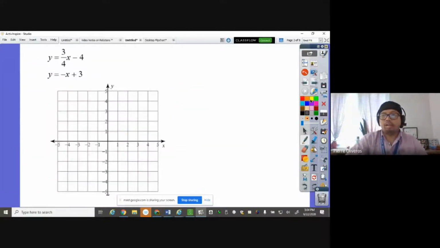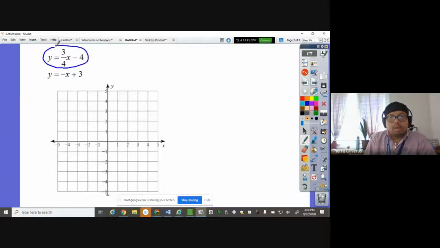Okay. So let's go ahead and try to solve a system by graphing. I have here y is equal to 3/4 x minus 4. This is my first equation. And y is equal to negative x plus 3. Let me graph the first one. Here I know that the slope is 3/4 and the y-intercept is negative 4.